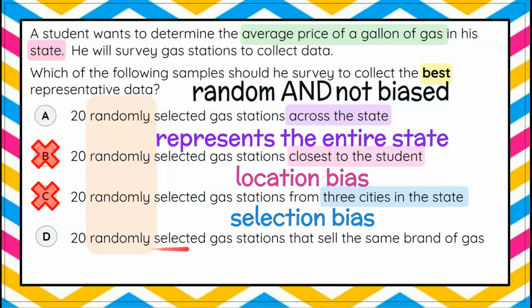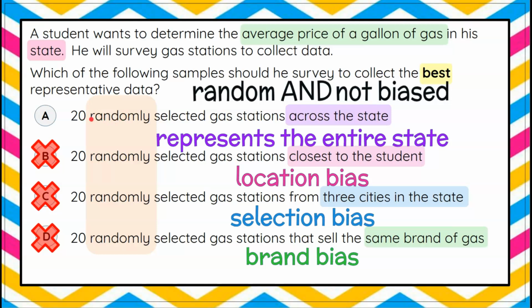Now D, we have 20 randomly selected gas stations and they sell the same brand of gas. Well, that's brand bias. Nowhere in here, it just says wants to determine the average price of a gallon of gas. If we're doing the same brand of gas, so the same gas stations across the whole state, we've left out all of the other brands, which might have a better average price. It might be lower or it might be higher, so we might not get the right average. So we're going to rule this one out, which leaves us with A.